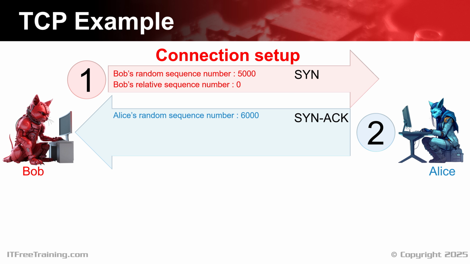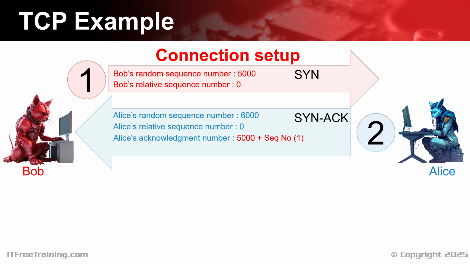Since Alice has not sent any data as yet, Alice's relative sequence number is 0. Alice wants to let Bob know that she has received the send message, so Alice will update her acknowledgement number. The acknowledgement number will be Bob's initial random sequence number plus 1. The sequence number increases according to how many bytes are transferred. In a moment, I will look at this process in more detail.